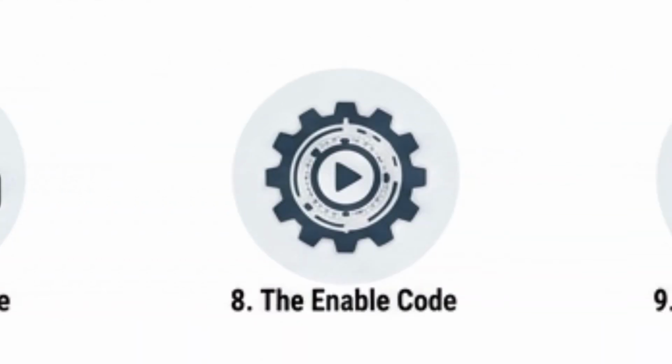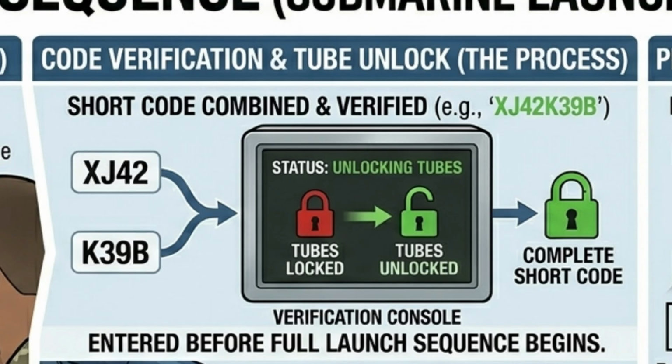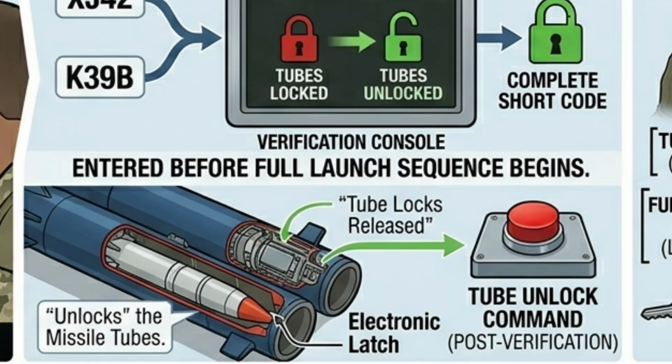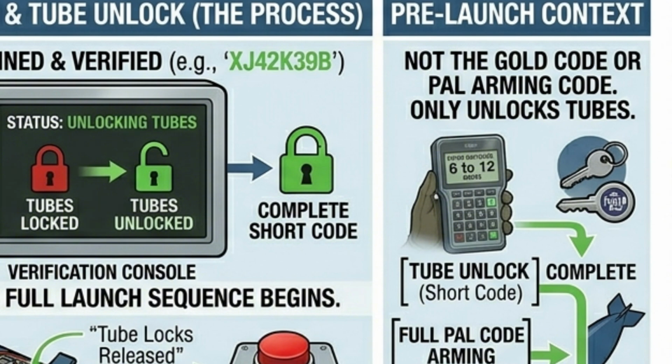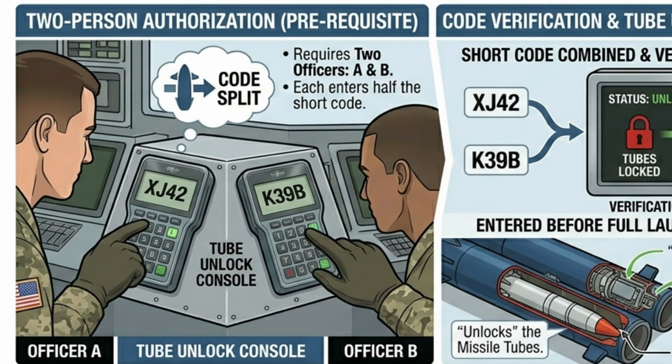8. The Enable code. A shorter code used by submarine launch officers. It is entered before the full launch sequence begins. It unlocks the missile tubes. Submarines have 2 separate officers who must each enter half of the code.